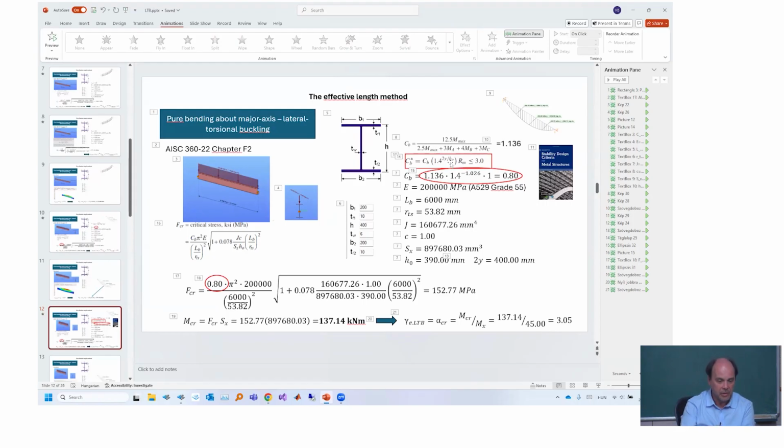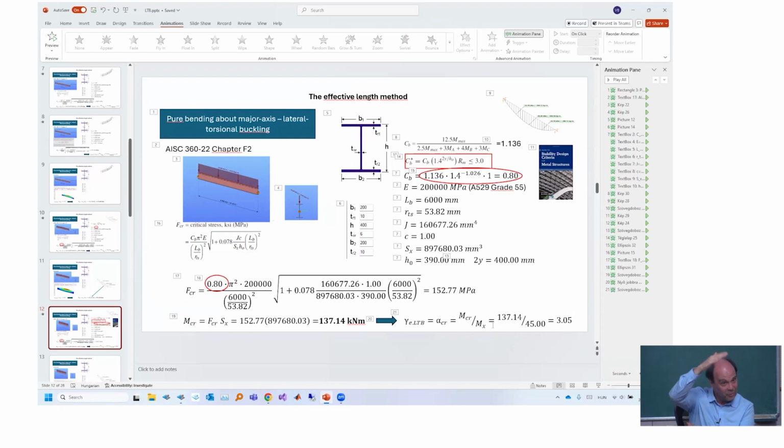There is this quite interesting formula, and if you introduce the given problem into it, the default 1.136 will change into 0.8. So the CB factor will be less than 1. Okay, so the CB factor can also be lower than 1. Now, if we put this 0.8 into the formula, then we of course have a lower critical stress than before. If we multiply by the section modulus, we directly have the bending moment. If we divide by the biggest bending moment, of course the biggest bending moment doesn't change, it's still 45.